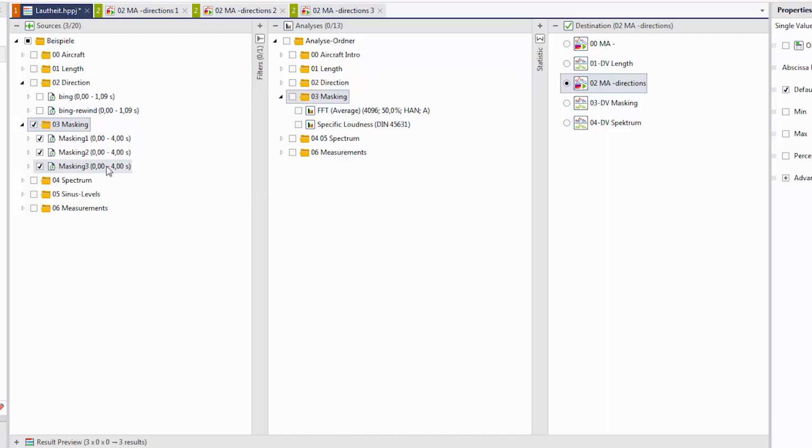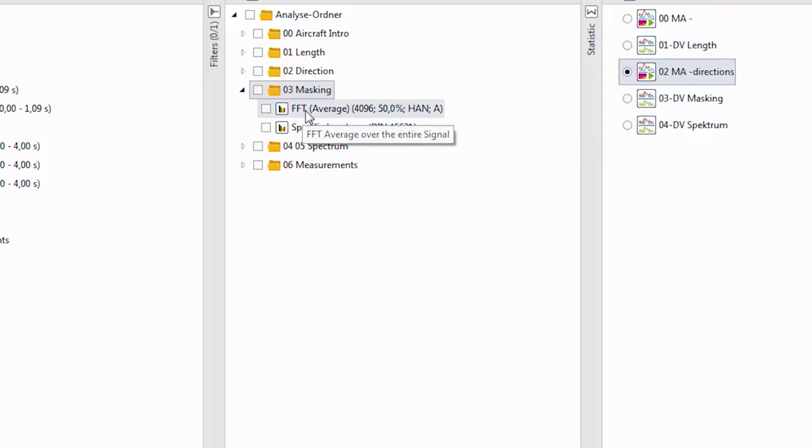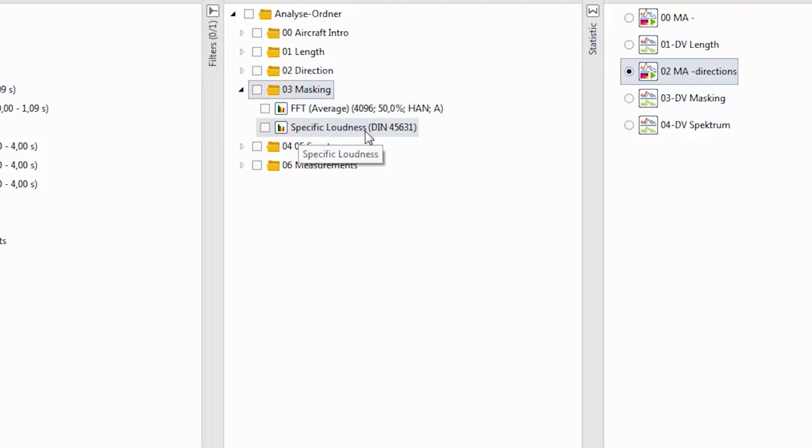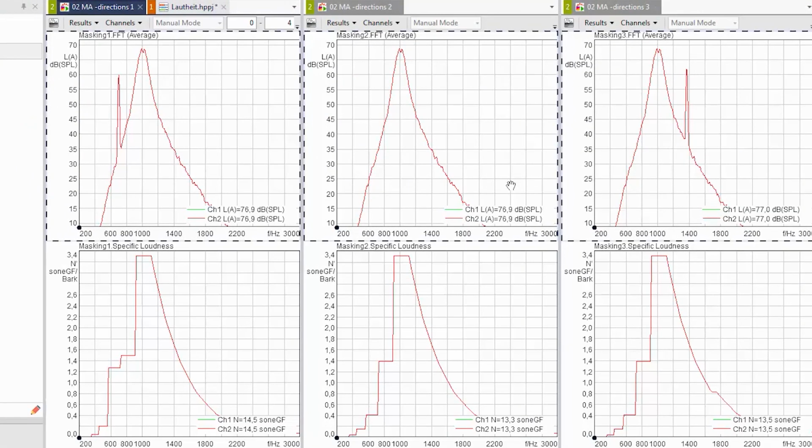I have three different noises here, and this time we'll use FFT, so it's a frequency analysis, and specific loudness, which means we have a frequency analysis for the loudness, and calculate. What you see is there's a narrow band noise with a center frequency of 1 kilohertz. And I add a signal of a sinus. In the first example at 700 hertz, so it's below the main noise. Here I added exactly at 1 kilohertz and here at 1400 hertz. So the sinus tone is softer than the main noise, but it's at different distances to the main noise.